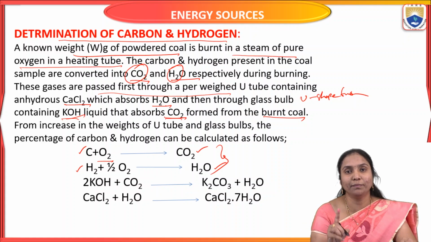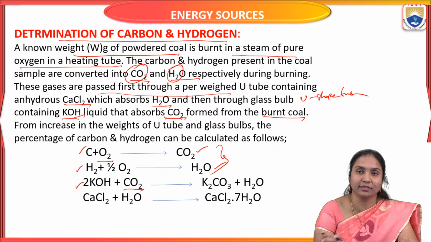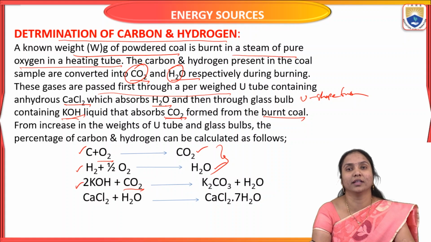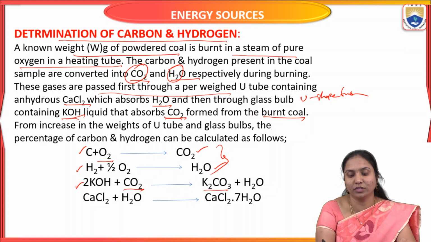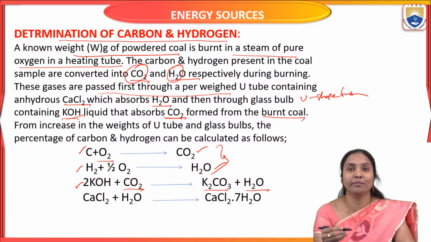One tube contains KOH, and another tube contains calcium chloride. This KOH tube absorbs carbon dioxide, and it forms K2CO3 and H2O. So the increase in weight of the KOH tube expresses the percentage of carbon present in the coal sample.